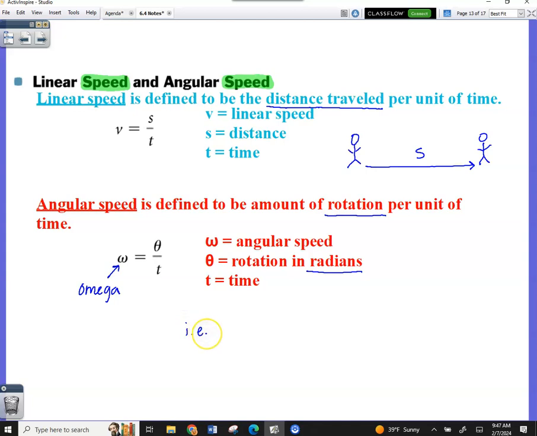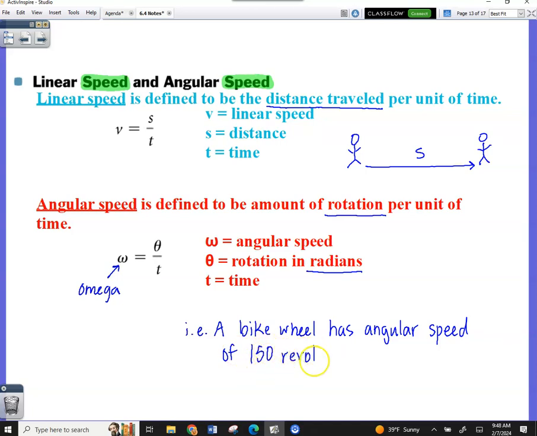Let's make a note right here. For example, a bike wheel or bicycle wheel, a bike wheel has angular speed of, and this is just a random example, 150 revolutions per minute. That means as 1 minute of time passes, the wheel will have rotated 150 times. That's what that means. Those are the only notes to take on this slide.